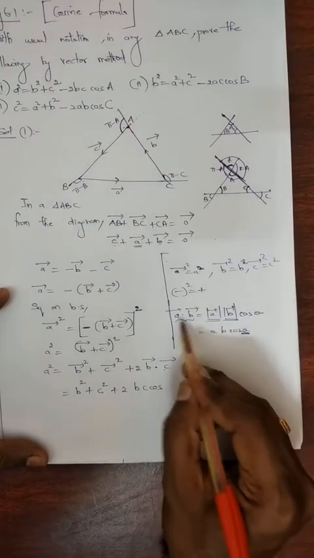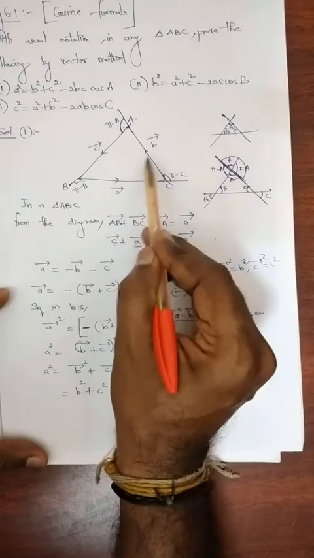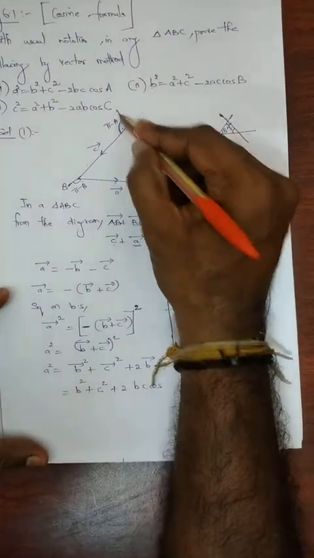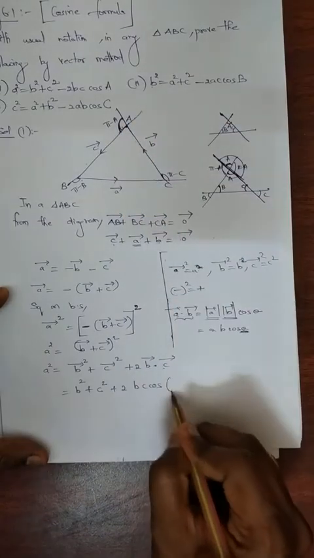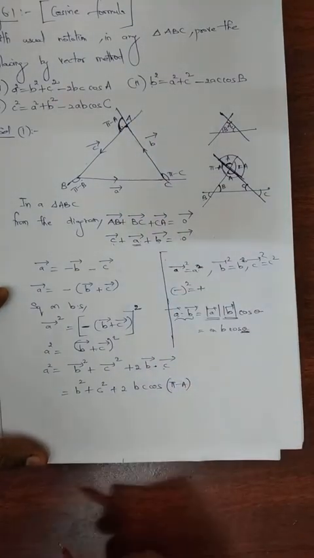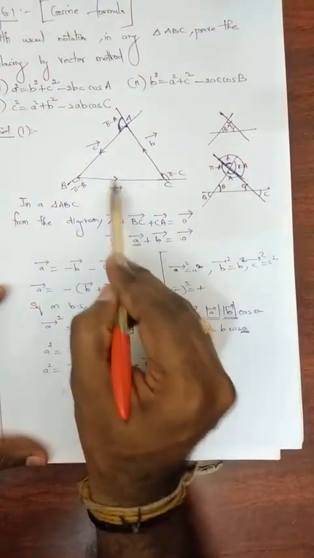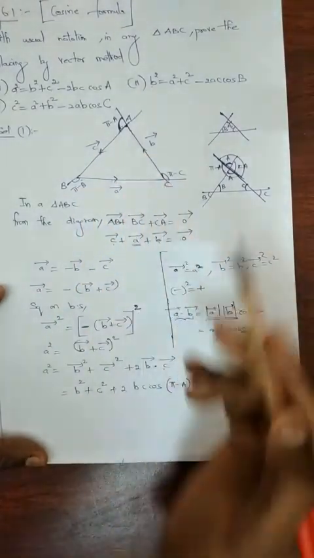This theta is the angle between A and B, and this theta, what is it? Angle between B and C. See here, B and C. What is the angle between B and C? This is B, this is C. The angle between B and C is nothing but pi minus A. Therefore, what is the angle between A and C? A and C angle is nothing but pi minus B. B and A is nothing but pi minus C.